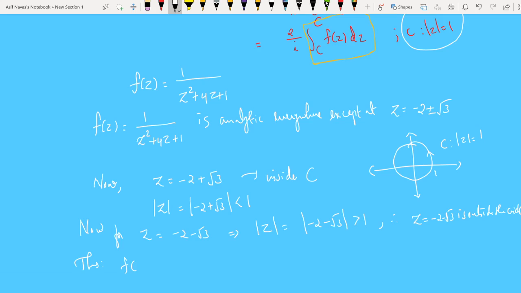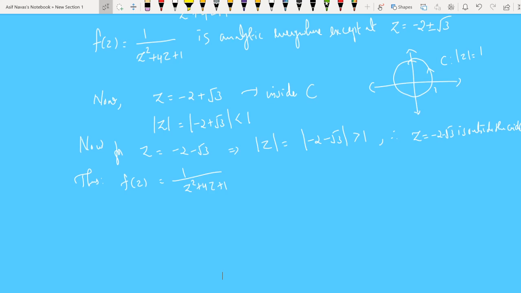Thus f of z is equal to 1 by z square plus 4z plus 1 is analytic everywhere except at z equal to minus 2 plus root 3 inside C. So we will consider the singular points inside C only, right? So there is only one singular point inside C.